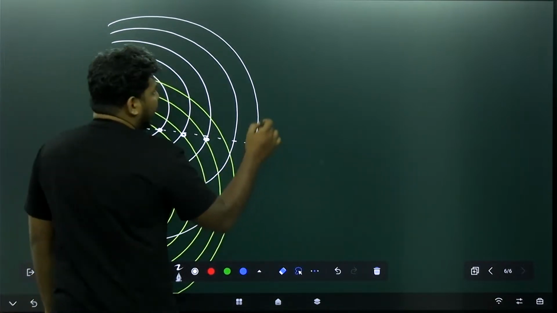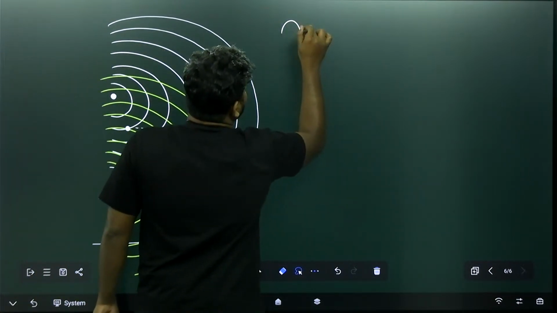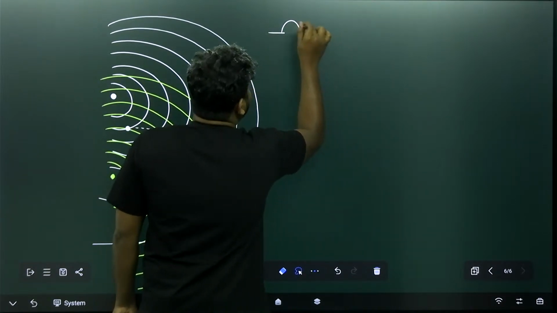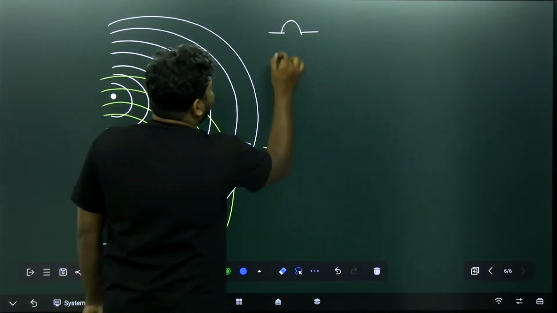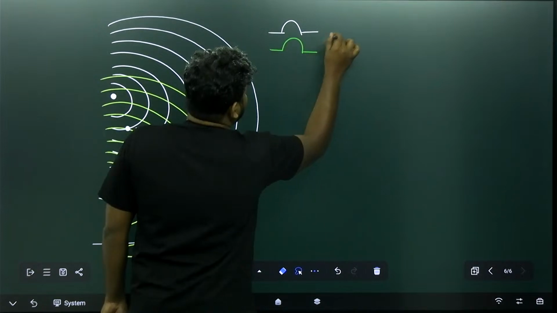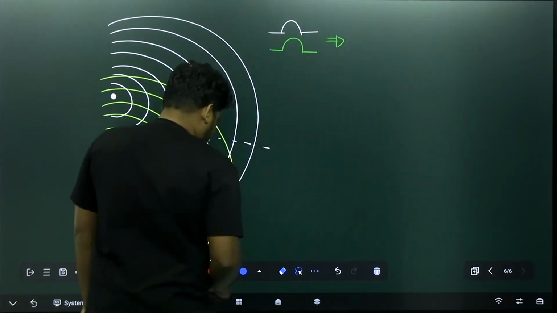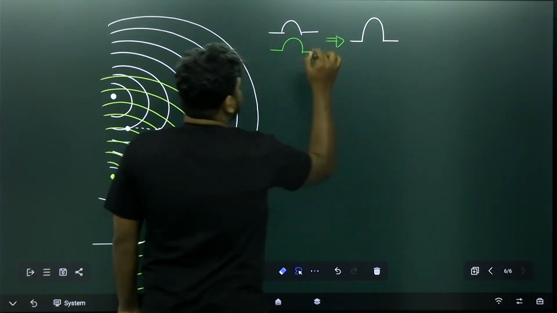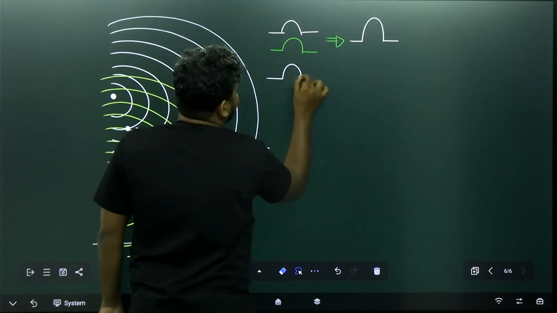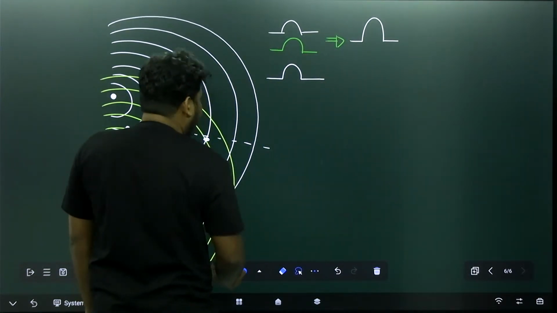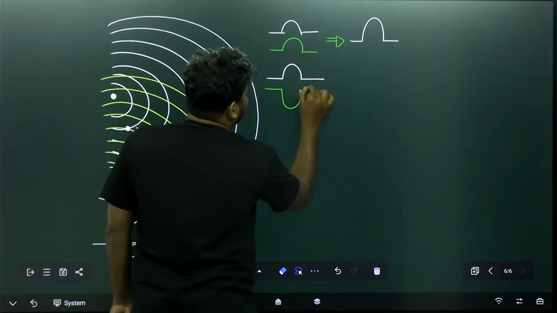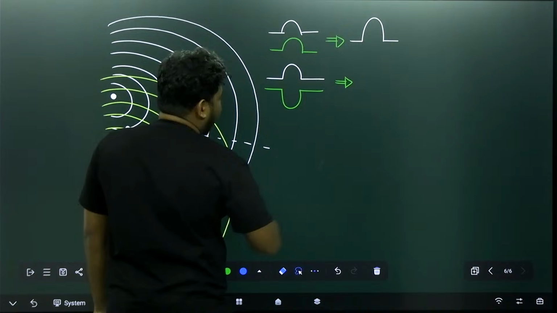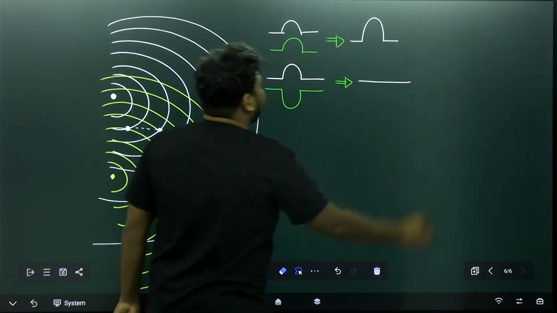This superposition is like there's a wave coming like this, and the other wave will also be like this. So what is the resultant of these two? Let's assume one is coming like this, the other one looks like this. What will the resultant look like? The resultant will be 0. When those two superpose, the resultant will be 0.